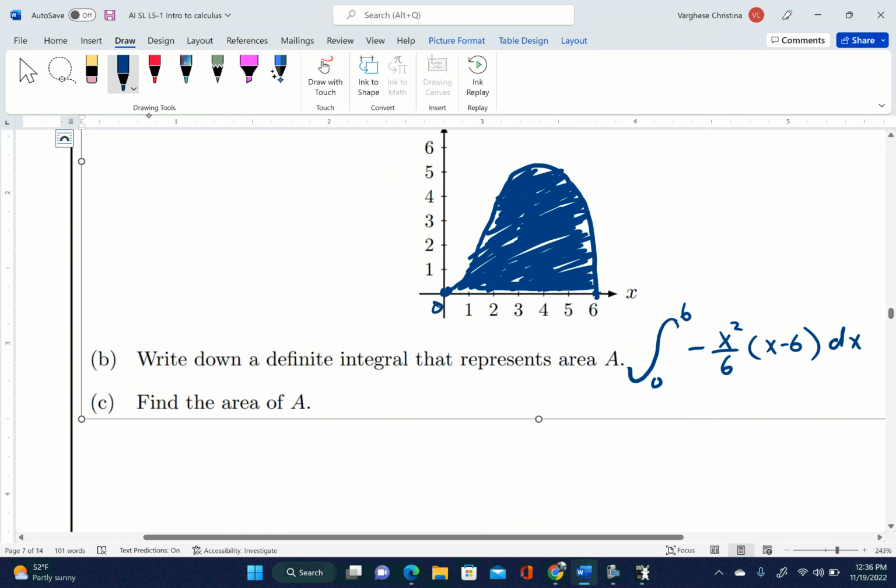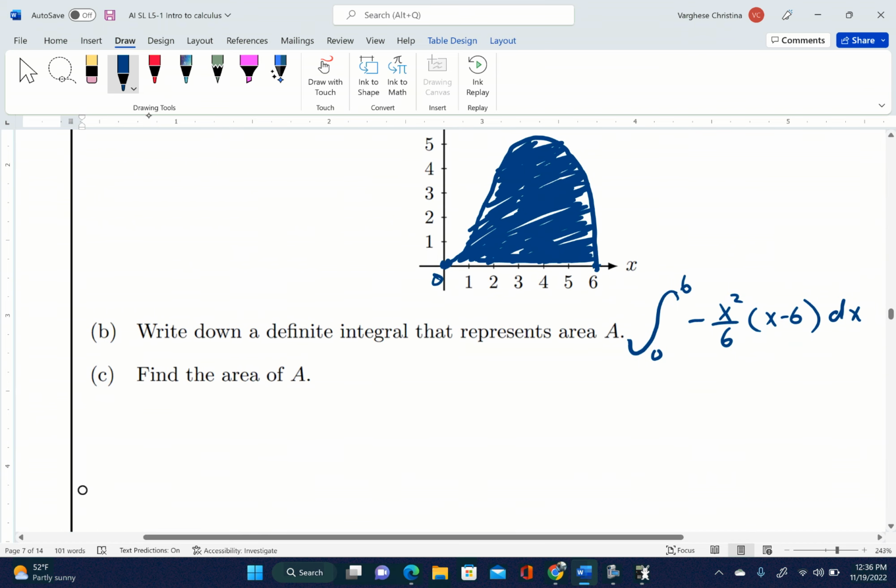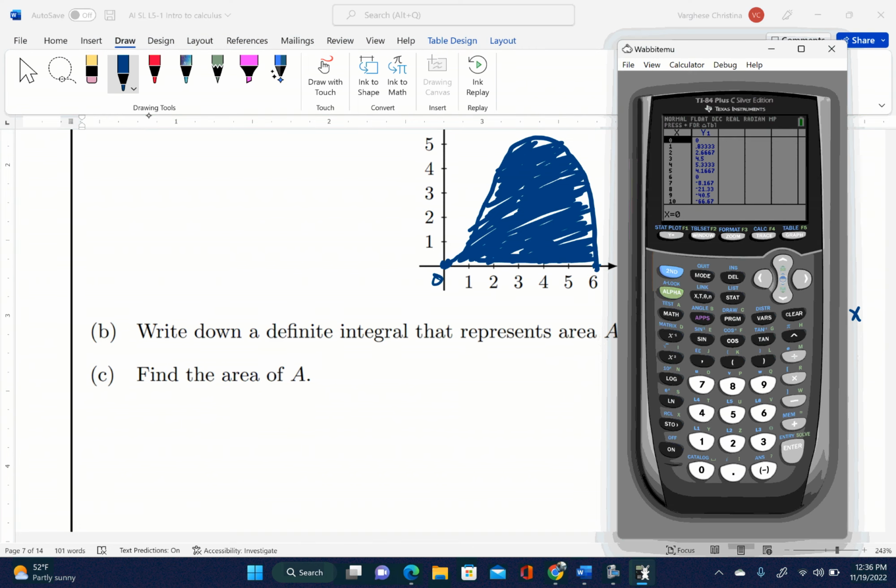Okay, so now we have to find the area of A, and our calculator does this perfectly well for us. So we're going to go to our calculator, quit this. Okay, so now over here, we are going to use the integration symbol. We're going to hit math, and integration is right here, option number 9. So we're going to press number 9, and conveniently, the calculator opens up a spot for us to put the 0. We're going to put the 6 at the top.